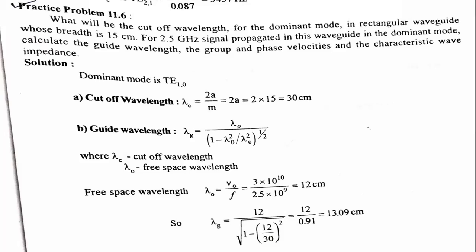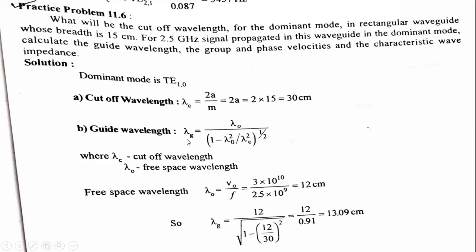So we know very well the dominant mode will be the TE10. So the cutoff wavelength will be lambda c equals 2a divided by m. M is 1, n is 0. So 2a equals 2 into 15, that is 30 centimeter, the cutoff wavelength.